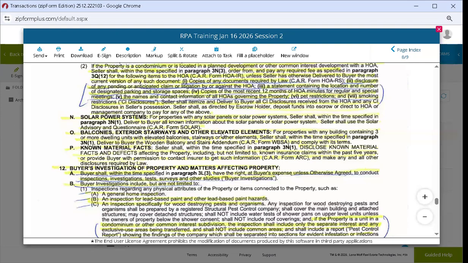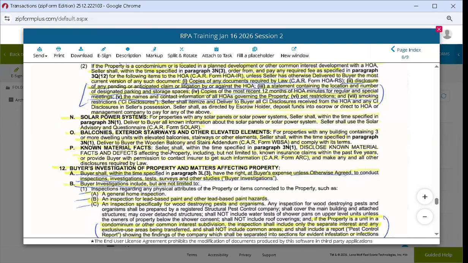Balconies, exterior stairways, and other elevated elements. So for properties with any building containing 3 or more dwelling units with elevated balconies, stairways, or other elements, the seller needs to provide the CAR form WBSA and comply with its terms, which is the wooden balcony and stairs addendum, okay? And here's the known material facts.